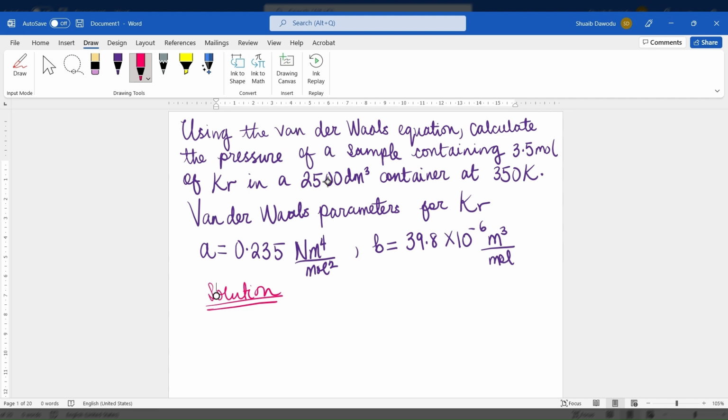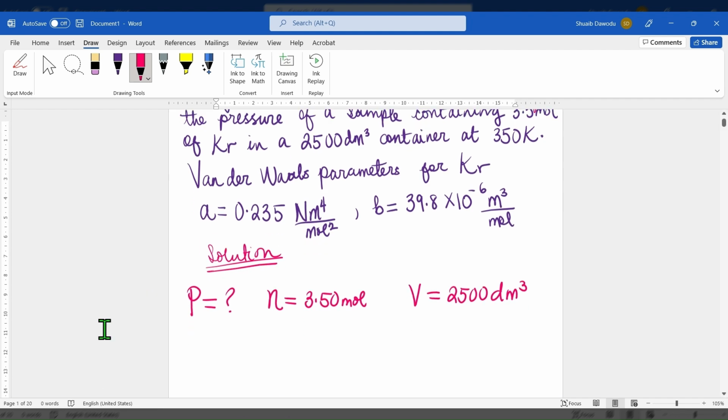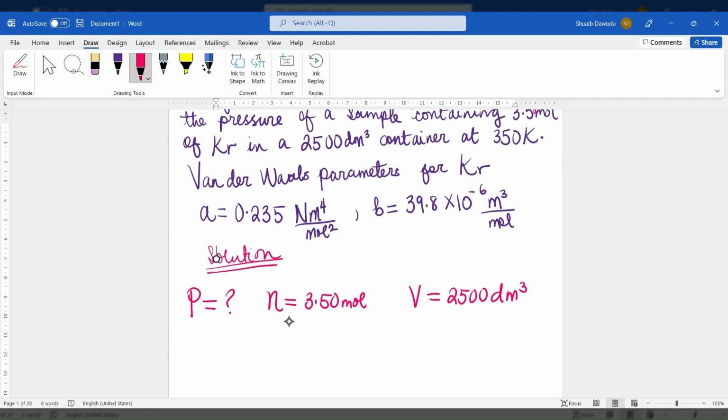The first thing is we're told to calculate the pressure of a sample, so P is what we're looking for, containing 3.5 mole of krypton. So the number of moles is 3.50 mole. Then we were told the volume is a 2,500 decimeter cube container, so the volume is 2,500 dm cube. The whole situation is occurring at a temperature of 350 Kelvin.